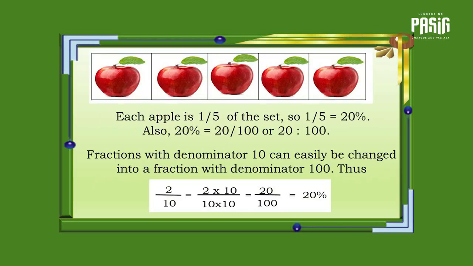Each apple is 1/5 of the set. So 1/5 is equal to 20%. Also, 20% is equal to 20 hundredths, or 20 is to 100. Fractions with denominator 10 can easily be changed into fractions with denominator 100. Thus, 2/10 is equal to 20% by following how it is being computed in this manner.